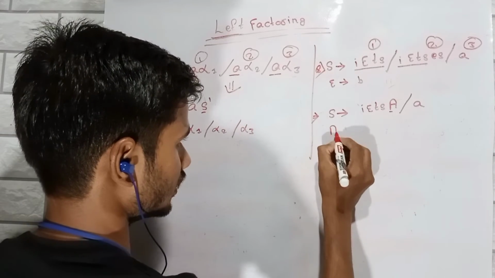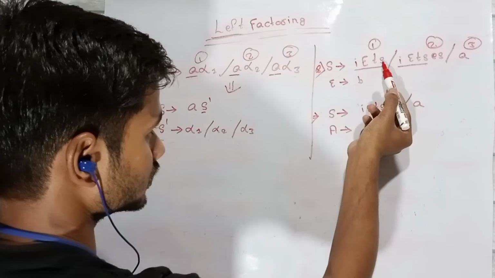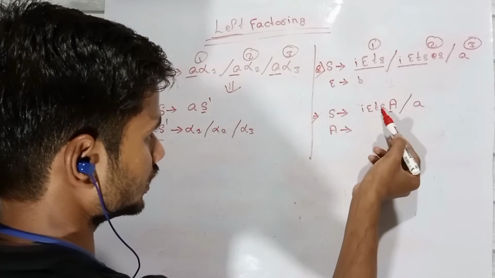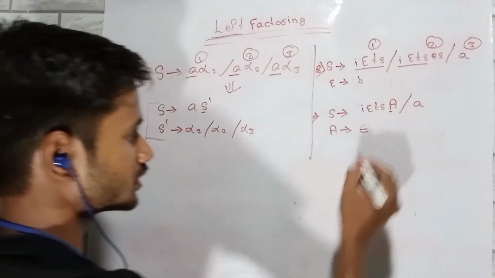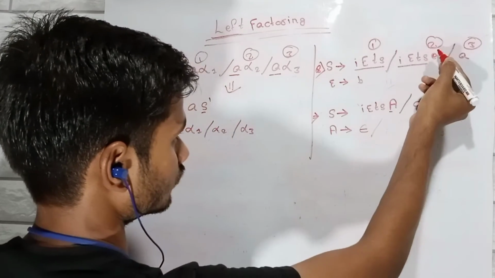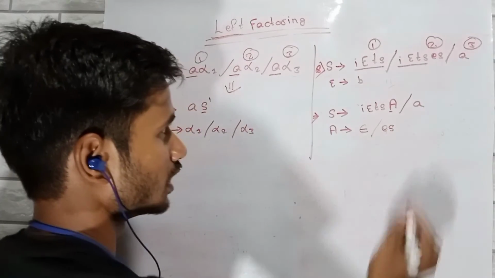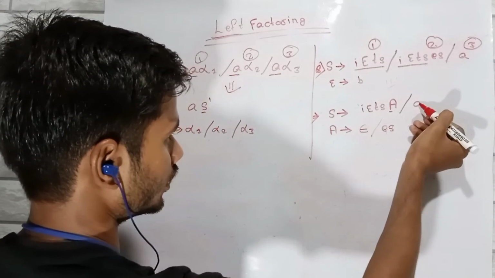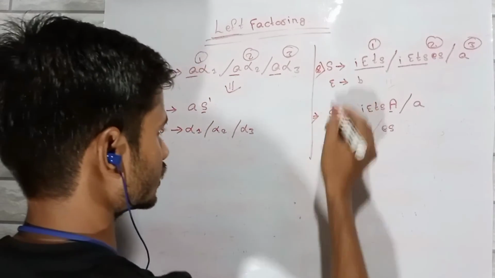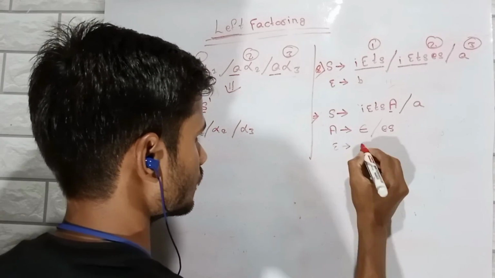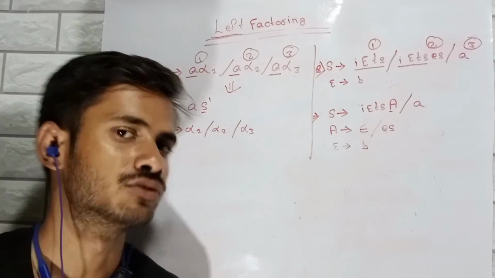Then I will expand A. A goes to, in production number 1, IETS is present, but I have already written IETS, so I will write epsilon. And for production number 2, what is left is E and S, so I will write ES. For the third one I have already written it, so it doesn't need to be written again. And the next thing is E goes to b. Then we have removed the left factoring from this question.